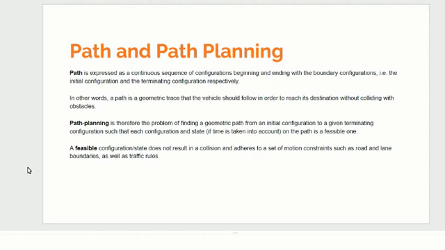So path is expressed as a continuous sequence of configurations, that is, the start point and the end point, which we define as a path. And path planning is how we reach from the start point to the end point. While taking care of path planning, the planned path should be feasible. That means it should not result in any collision or violate any motion constraints, such as road or boundaries coming in between. And if you are considering the traffic rules, then that is also a part of the feasible path plan which we are making.